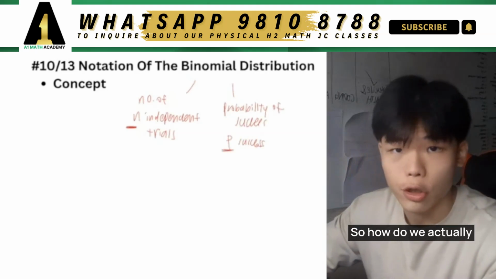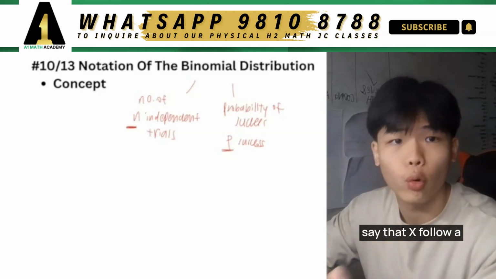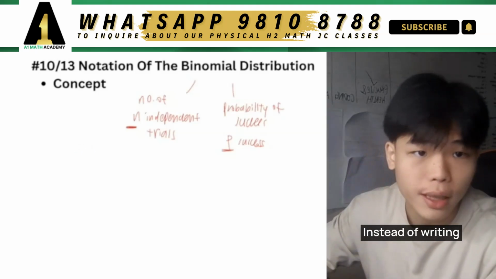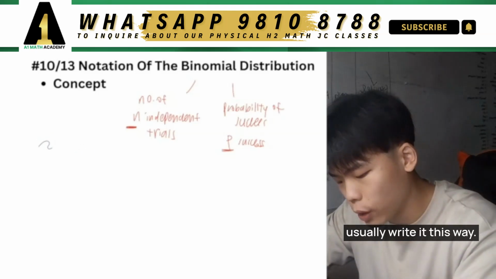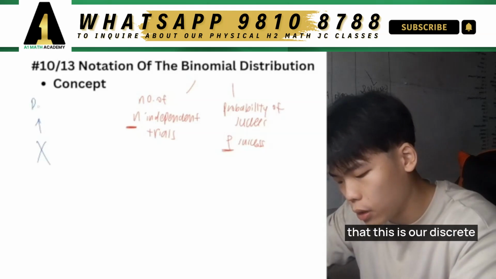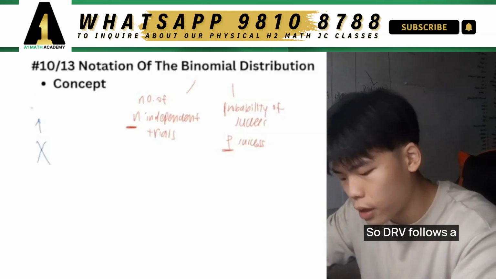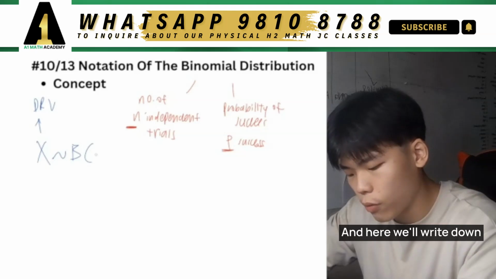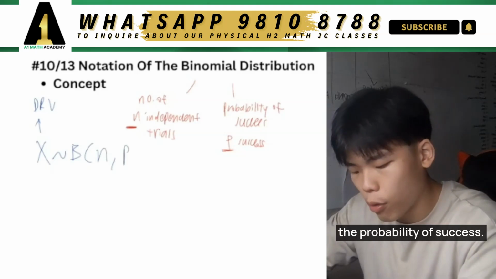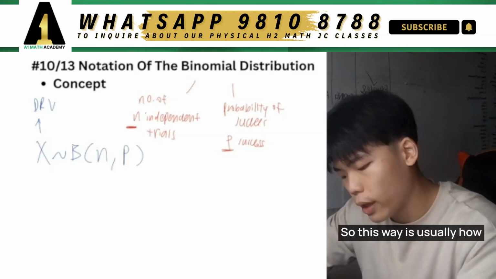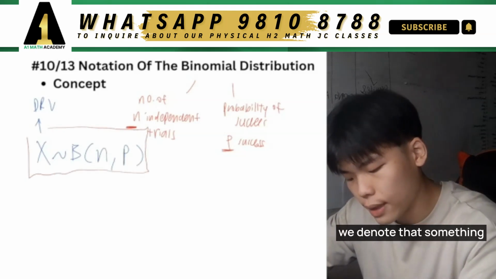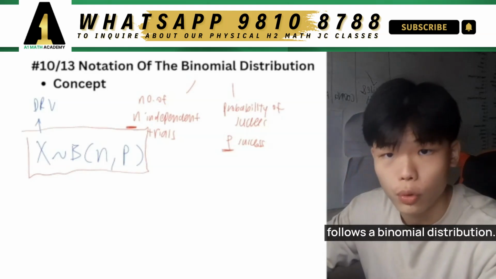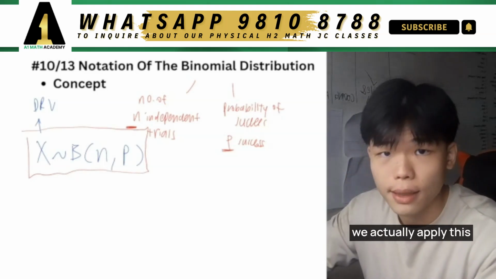Okay, so how do we actually say that x follows a binomial distribution? Instead of writing out in words, we will usually write it this way. So x over here, know that this is our discrete random variable, okay, so DRV, follows a binomial distribution, and here we'll write down the number of trials and the probability of success. So this way is usually how we denote that something follows a binomial distribution. Okay, and I'll show you how we actually apply this in the question below.